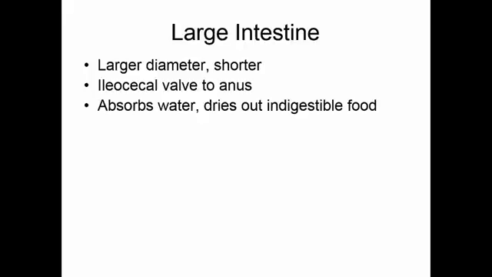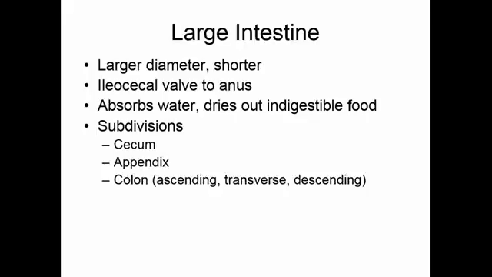Most of what happens in the large intestine is the absorption of water. This helps dry out the indigestible food that's made it this far. There are 5 subdivisions to the large intestine. The cecum is a little blind pouch that hangs down below where the small intestine enters. Attached to the cecum is the appendix. Then we have the colon, and the colon is divided into 3 pieces, the ascending, the transverse, and the descending colon. Then we have the rectum and the anal canal.